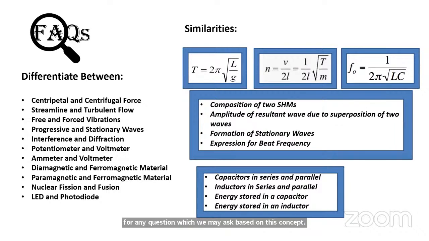Next in the list is differentiate between diamagnetic and ferromagnetic material, or paramagnetic and ferromagnetic material. Then nuclear fission and nuclear fusion. Then LED and photodiode. Okay. So covering these key points prepares you for all the theory concepts for any question which will be asked based on this. Further, as you can see in the other part of my slide, I have included some formulae.